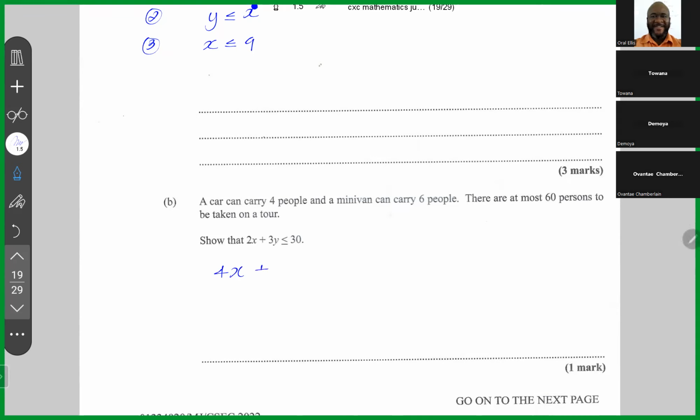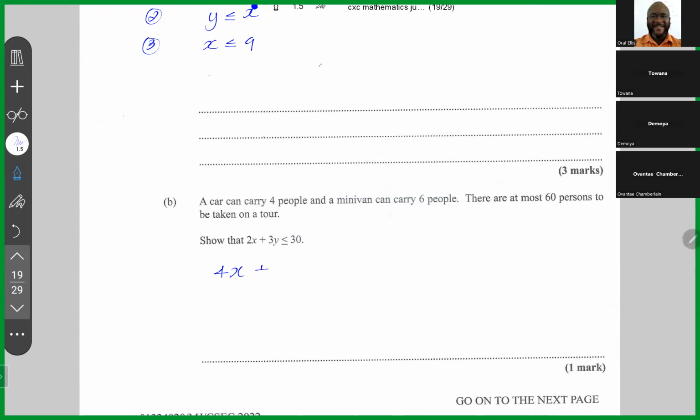Now, there are either 60 people or less going on the tour. So it's 4x plus 6y is less than or equal to 60. I can simplify this inequality by dividing the entire inequality by 2. Now I get 2x plus 3y is less than or equal to 30. All right.